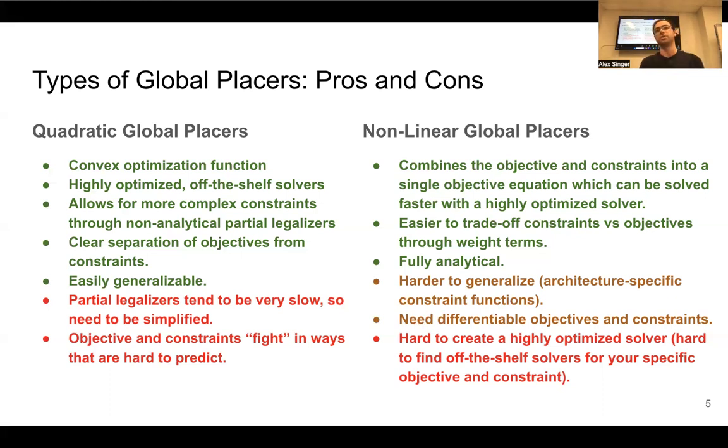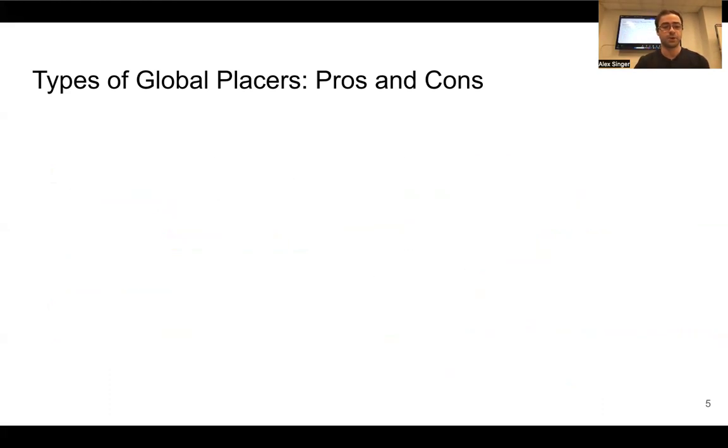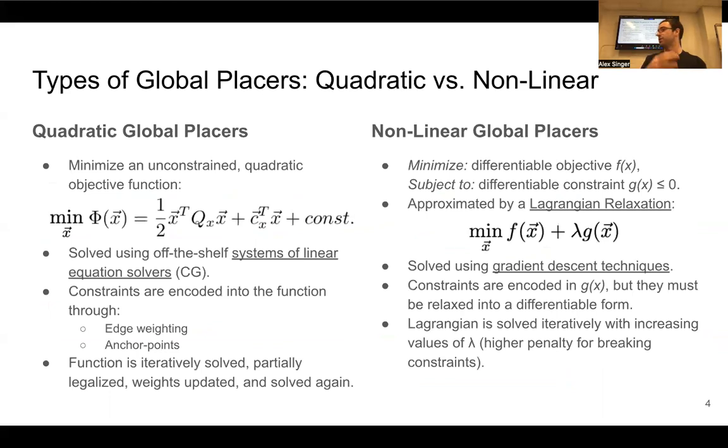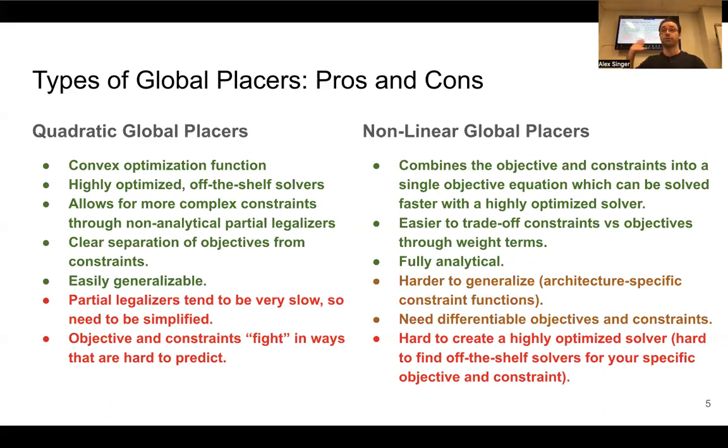I don't want to say you get your derivative for free, but computing this equation as a system of linear equations is off the shelf, and people already have solvers specifically for this. So you already have a very optimized solver. Here, if you could create a really optimized solver for your nonlinear global placer, that's great. But then if you change any of your objectives or constraints, you have to retune everything, which can be quite expensive. So those are the pros and cons of the different global placers.